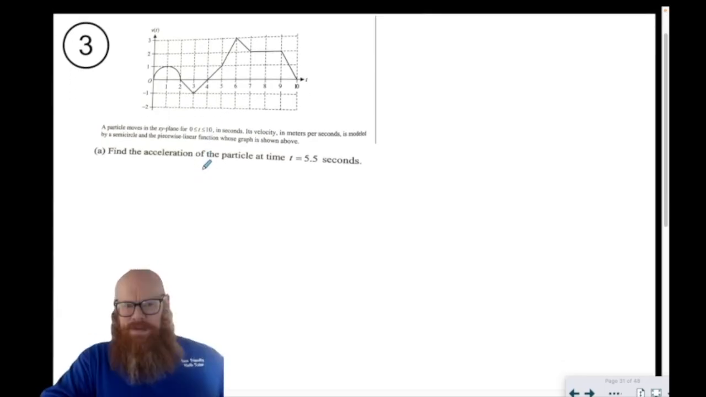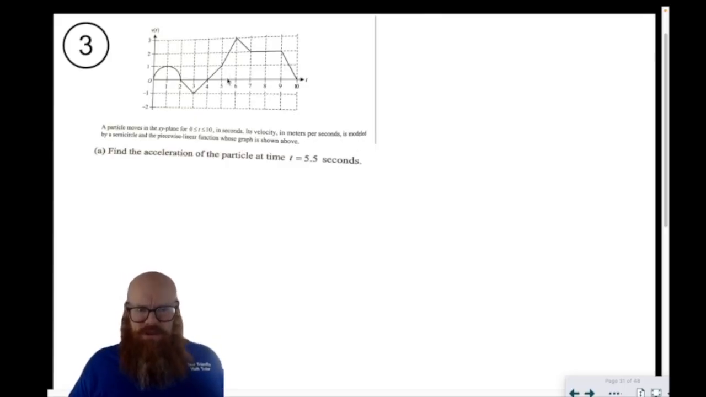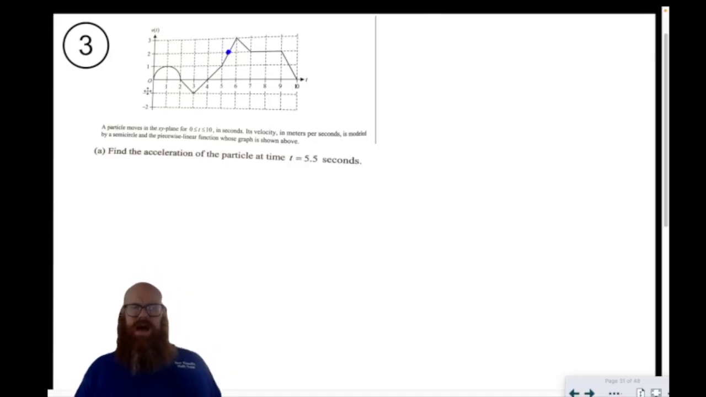So we've got the graph up here, and it is the velocity graph. It's really important to note that we're looking at a velocity graph. We want the acceleration of the particle at 5.5 seconds. So 5.5 is here, this point on the graph. Well, the answer is not 2, because that would be the velocity.